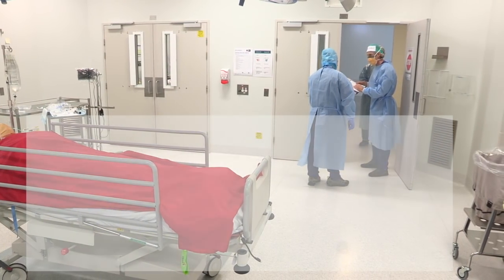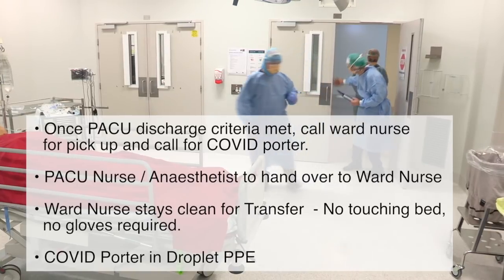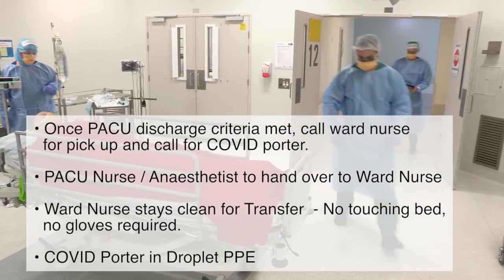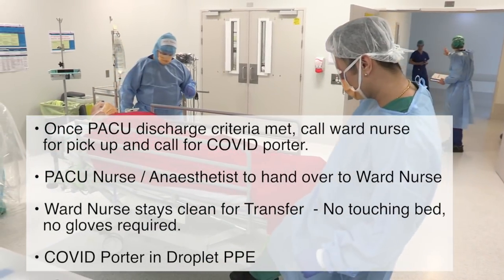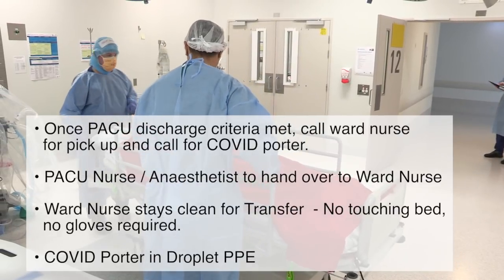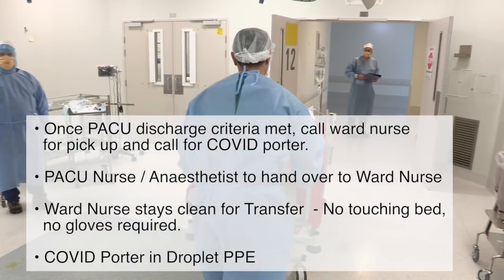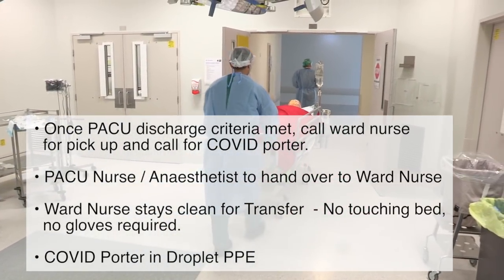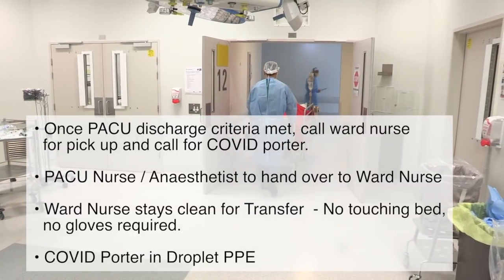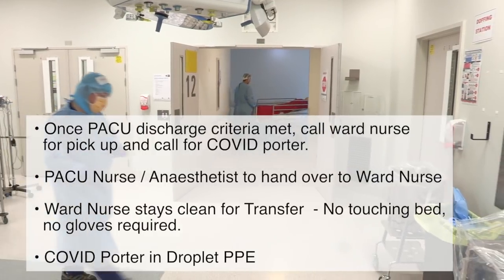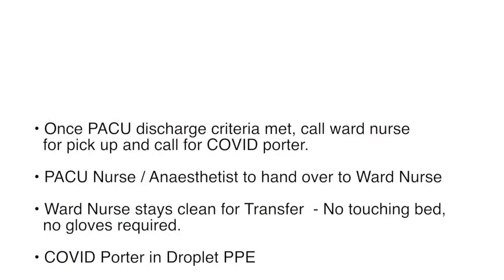Step 10. Transfer back to the ward. Once PACU discharge criteria are met, the ward nurse can be called for pickup and a call placed for the COVID porter. The PACU nurse or anaesthetist is to hand over to the ward nurse. The ward nurse stays clean for transfer and can take possession of the clean notes. No touching of the bed, so no gloves are required for the ward nurse. The COVID porter should be wearing droplet PPE for the transfer, and the patient must be wearing a surgical mask and covered in a clean sheet and red transfer blanket if available.